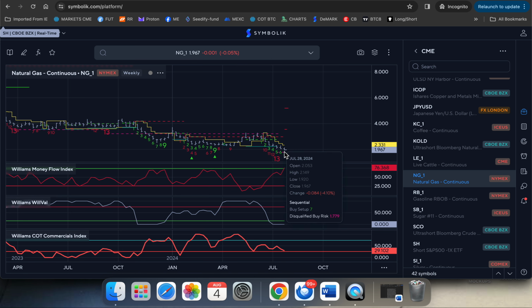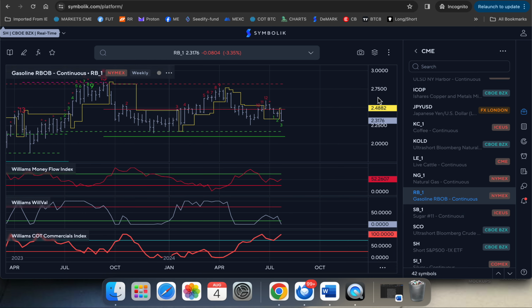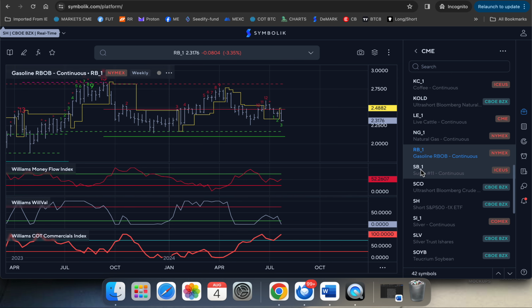But natural gas, you don't have commercial participation. You do have a 13. Could come down at least another 2 weeks. Gasoline, they're heavily invested in gasoline. It's coming down still, so I don't know. They could be manipulating that.